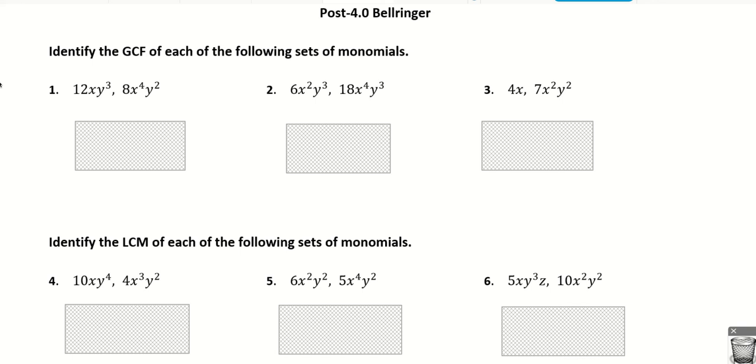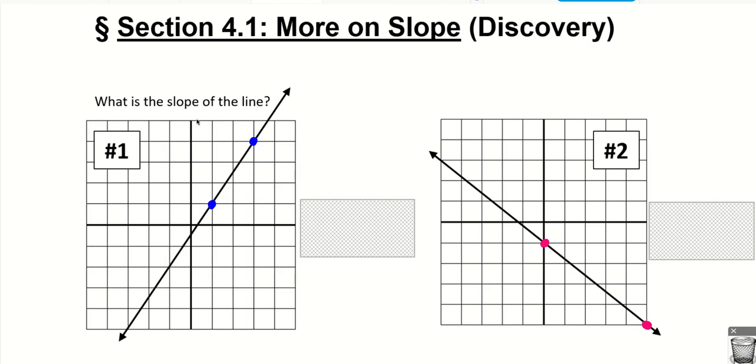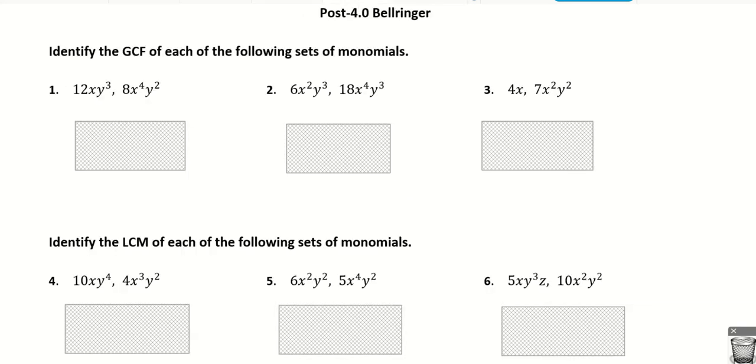Hey everybody, for today's lesson you're going to need this Post 4.0 bell ringer, which needs to be handed out to you if it hasn't been handed out already. You're going to need this 4.1 notes handout, and you're also going to need this 4.1 more on slope discovery handout, as well as the 4.1 homework for after the video is all over. But let's start with the bell ringer.